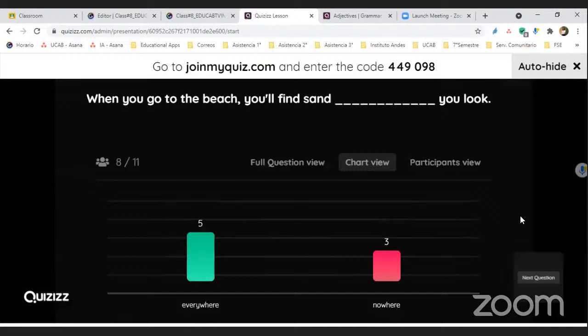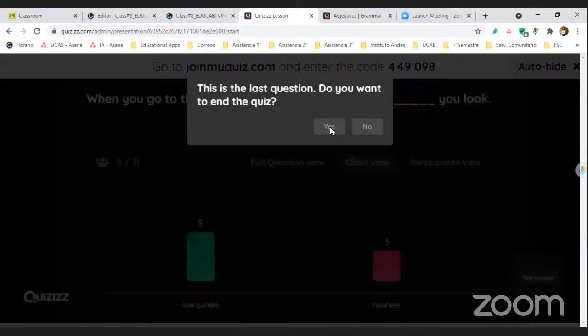Okay, so when you go to the beach, yes, you'll find sand everywhere you look, even if you look to the ocean, there is sand too. So you'll find sand everywhere on the beach. Okay, good. So remember that nowhere is referring to no place at all. So if you go to the beach, you'll find sand in every place you look. If you look to any place at the beach, you're going to find sand, okay?